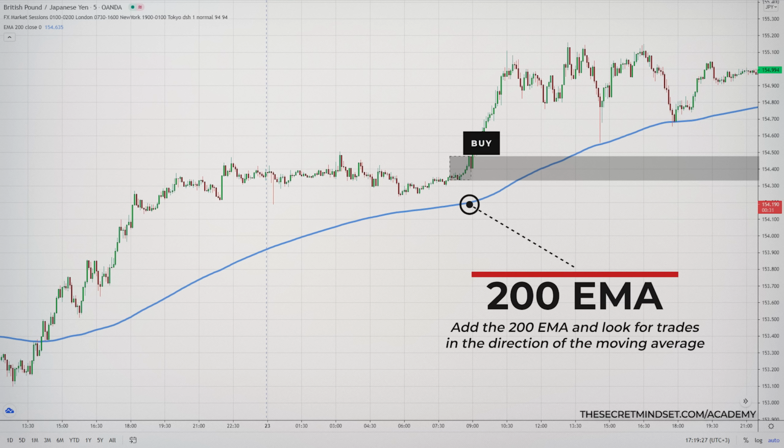In this example, we can see that we had a long signal above the opening channel and that during this uptrend, price always stayed well above the moving average.